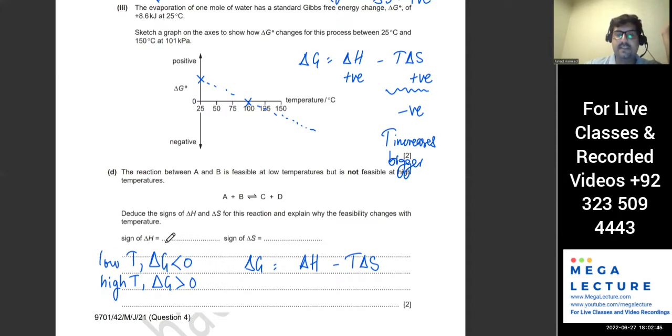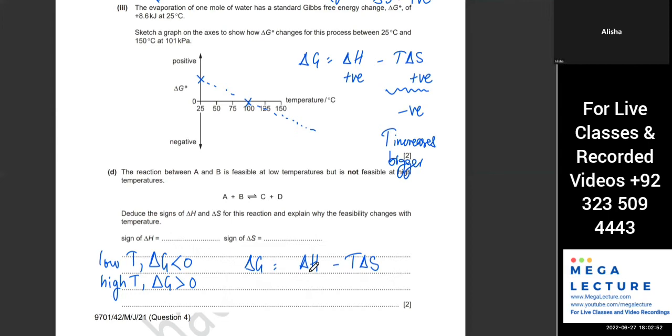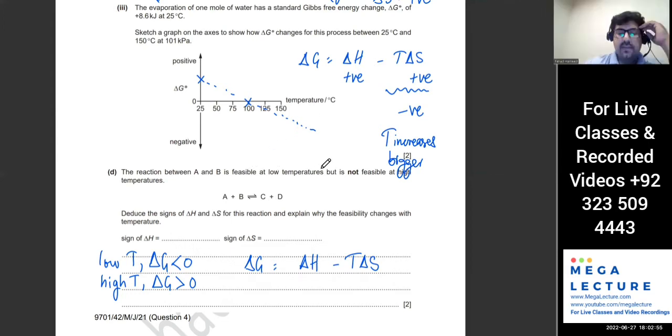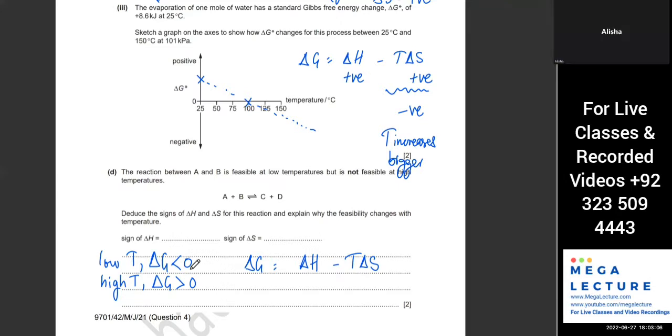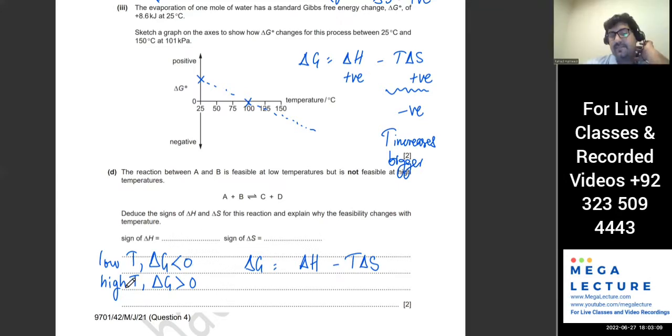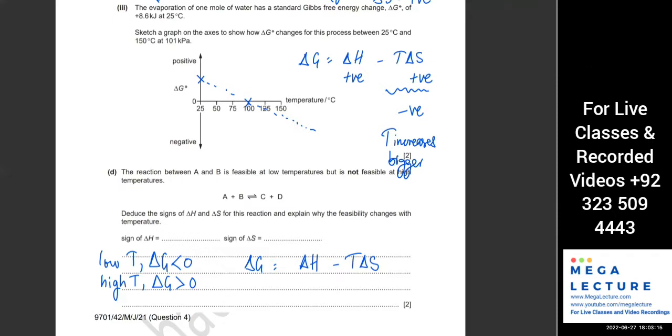Is that clear, this thing? Alicia, is this clear? Not really. So could you explain this? They're saying that at low temperatures, it is feasible. So what is the value of delta G at low temperatures? That's less than 0. That's negative, right? Is it clear? Oh, yes. And at high temperatures, they're saying it's not feasible. At high temperatures, delta G must be greater than 0, right?